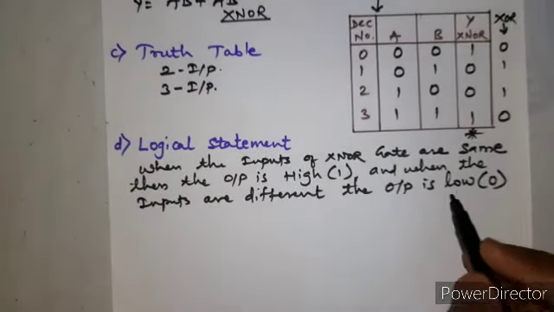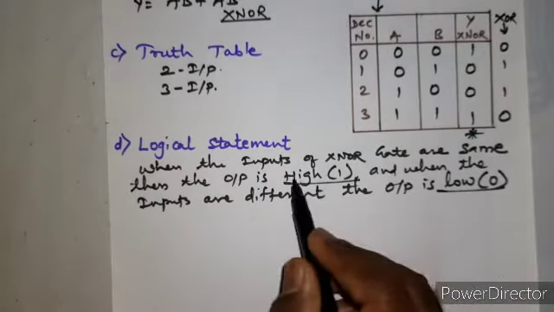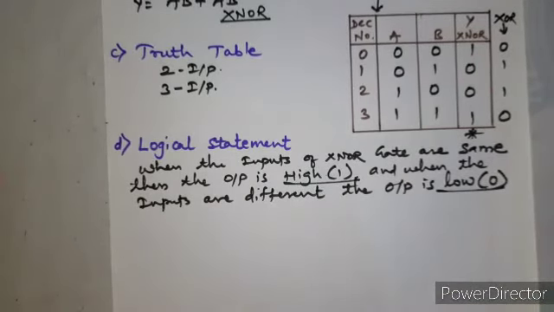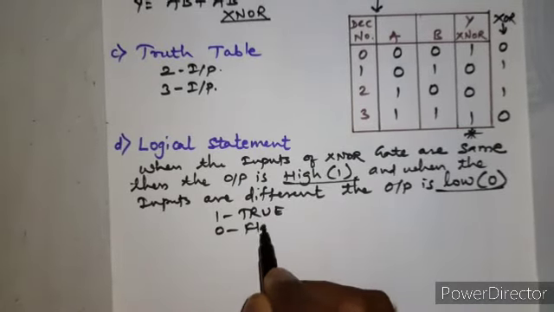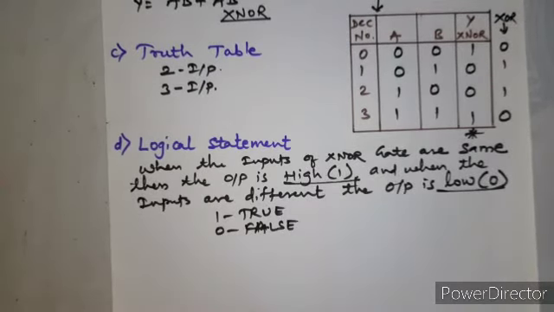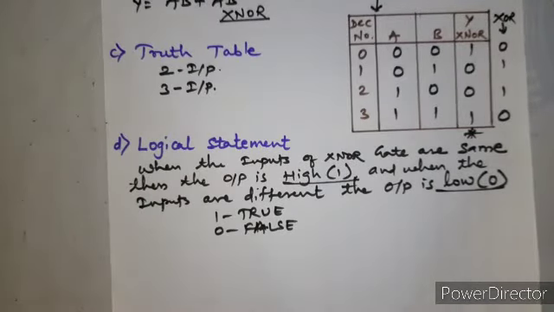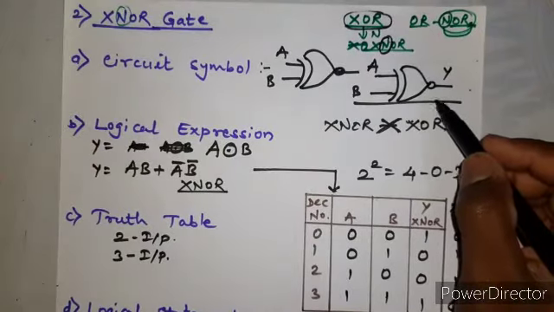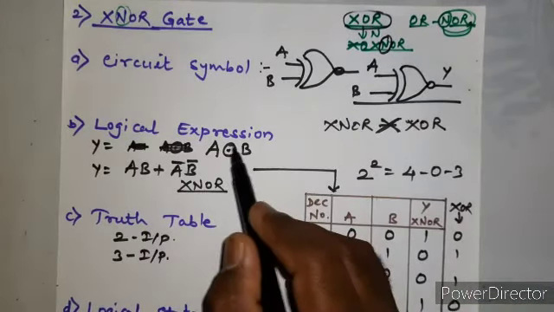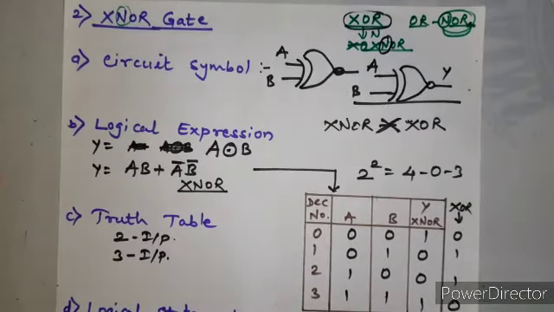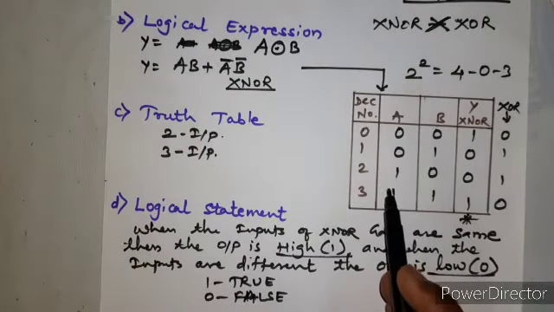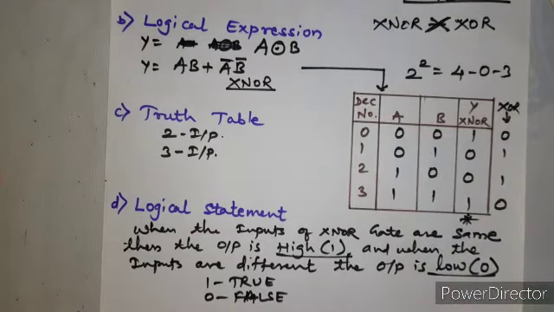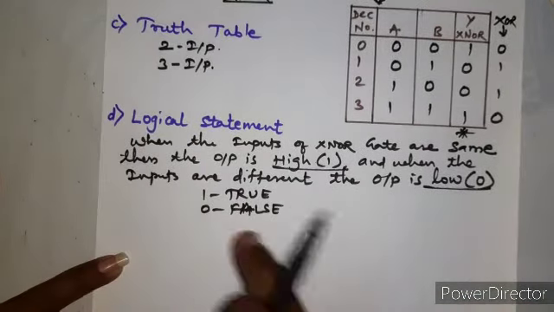In the very first few lectures, we discussed that 1 can be represented as high and 0 can be represented as low. Even 1 can be represented as true and 0 as false. We already discussed this. So this is the circuit symbol for the XNOR gate, the logical expression as far as 2 inputs are concerned, the truth table for the 2 input XNOR gate, and accordingly its logical statement.